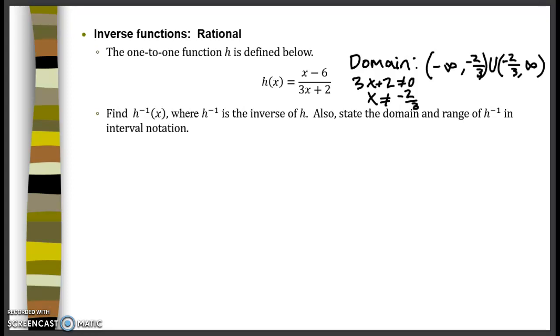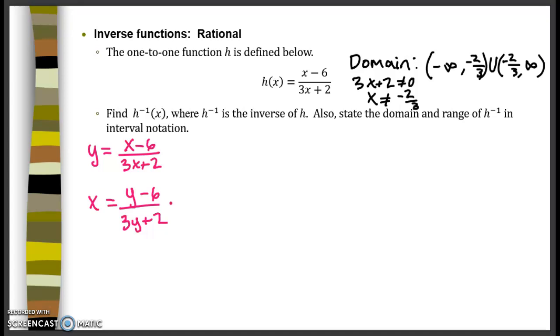Well, remember, h of x are our y's, or our outputs. That's equal to x minus 6 over 3x plus 2. And what I want to do is, because I'm reflecting over the line y equals x, I swap my x's and y's. So anywhere there's a y, I put x. And anywhere there's x's, I put y's. So I'm going to write x equals y minus 6 over 3y plus 2. And then I'm going to solve.